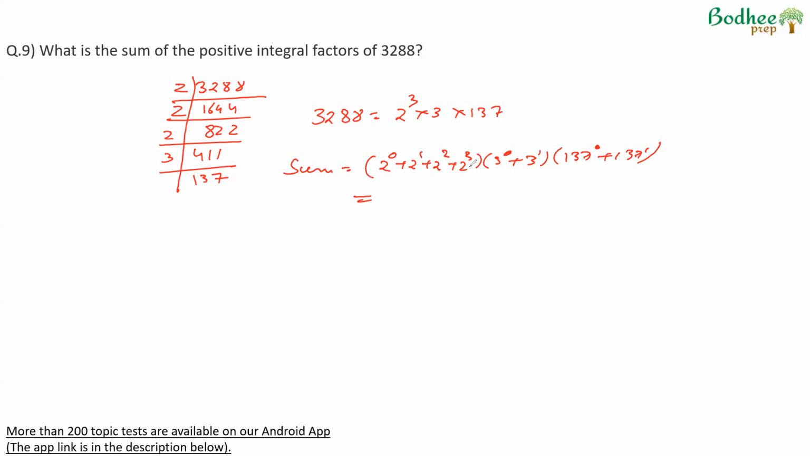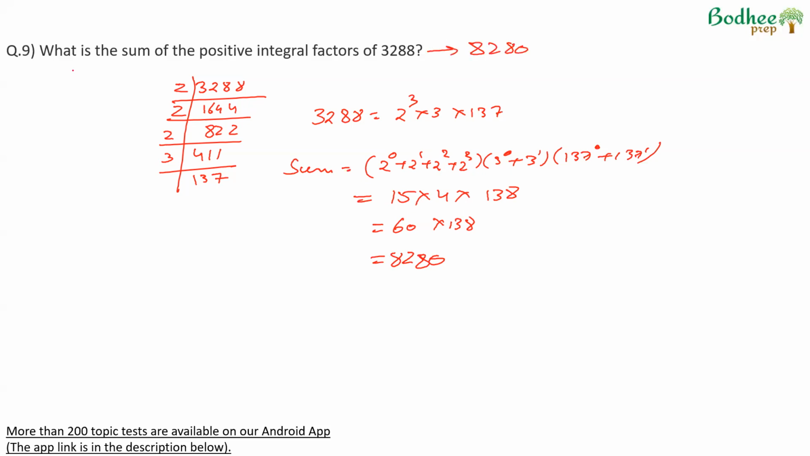This will be nothing but 15, 3 plus 1 is 4, and this is 138. So this becomes 60 into 138, which will be 0 in the end. 6 8s are 48, 8 carry forward 4. 6 1s are 6, 10, 18, 22, carry forward 2, 8, 8, 0. And therefore the sum of factors is simply 8280.